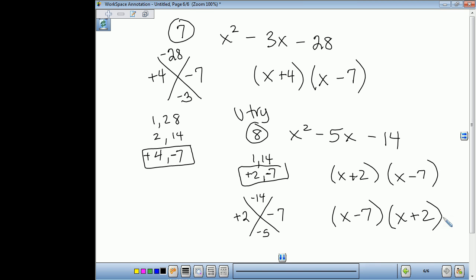All right, how do you feel about this kind of factoring? Better? Love it. All right, love it.